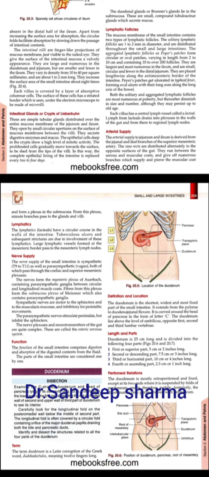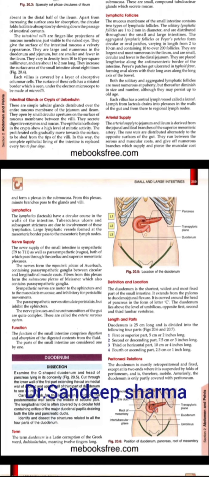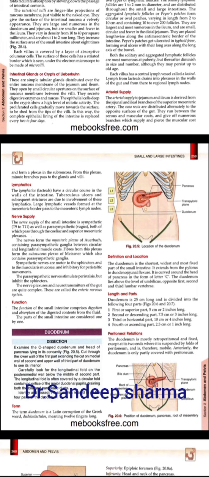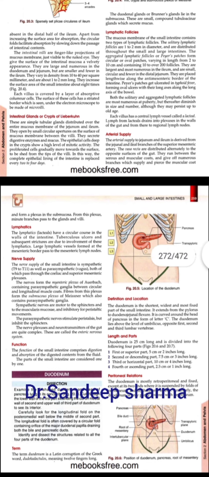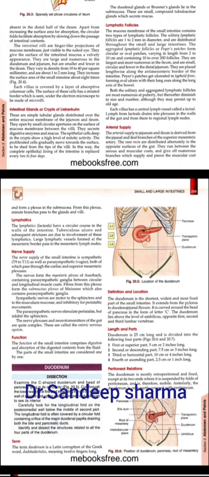The important thing is that the proliferated cells gradually move towards the surface to be shed from the tip of the villi. This causes the complete epithelial lining of the intestine to be replaced every 2 to 4 days. So the upper layer, inside the intestine, the cells which are already there gradually move towards the surface, shed off, and the next layer will come, replaced in 2 to 4 days.